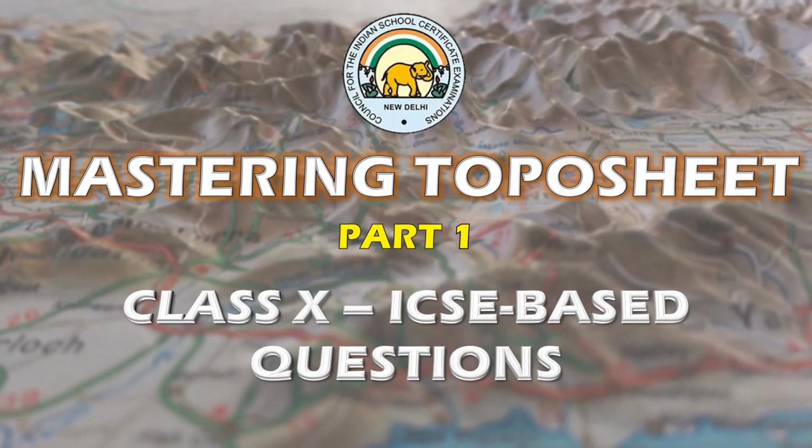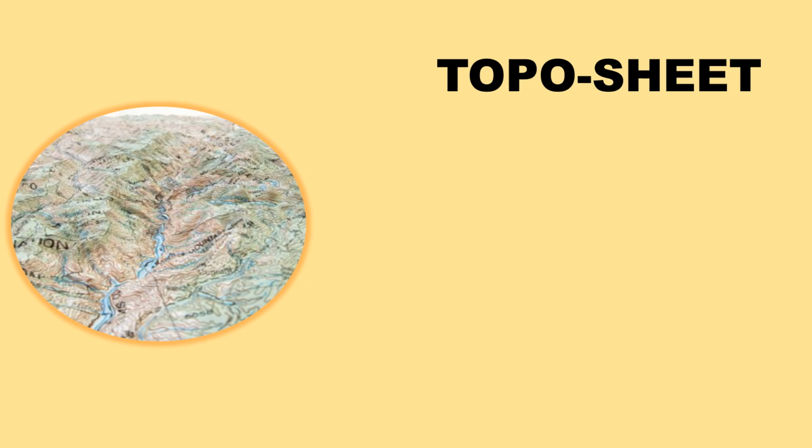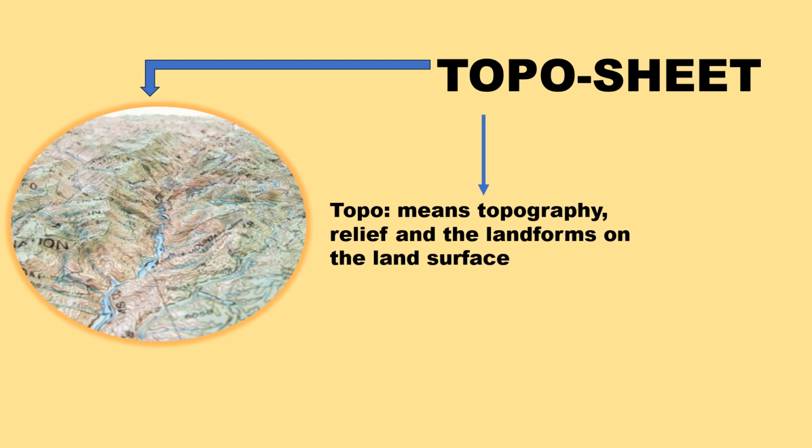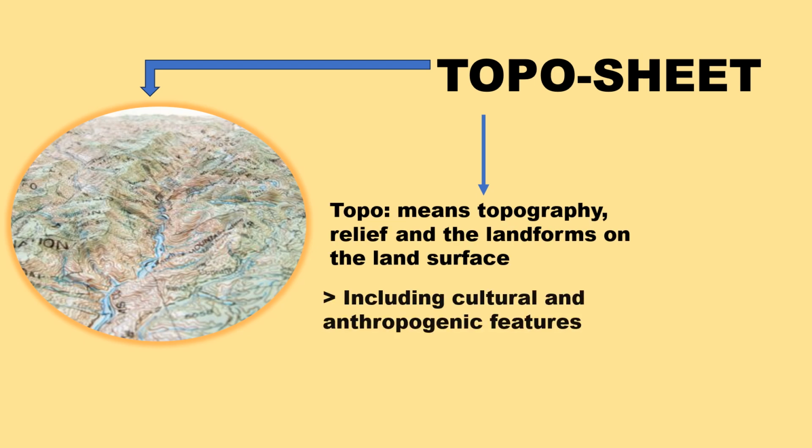Let's get started. At first, we need to understand what exactly a Toposheet is. We are breaking the word Toposheet into two parts. First, topo, which means topography, relief, and landforms on the land surface, including cultural and anthropogenic features. And when we project it on a map, it refers to a Toposheet.